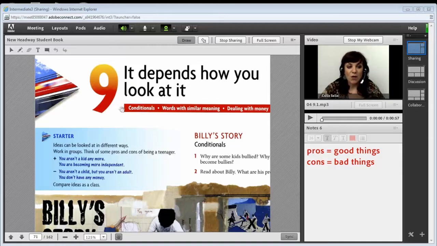In this unit, we are going to cover all the conditionals, and I'm sure that you are already familiar with the zero conditional, the first conditional, and most likely with the second conditional as well. But there will be a new one during this course, the third conditional, about the past. And then words with similar meaning, which will cover some interesting vocabulary items, and dealing with money, everyday English expressions that I'm sure you will find useful.